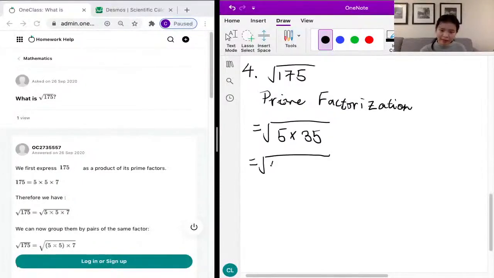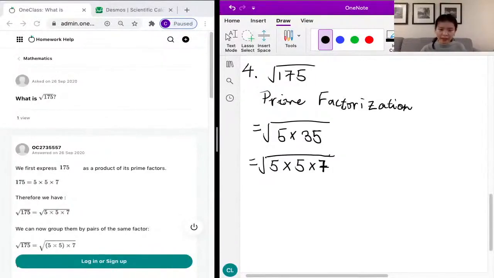Now, is 35 prime? Obviously 35 is not prime, because we just mentioned that any integer that ends with 0 or 5 has 5 as one of its factors. So we know that 35 also has 5 as one of its factors, and we know that 5 times 7 equals 35. Now, is 7 prime? The answer is yes, 7 is a prime number because the only factors of 7 are 1 and 7 itself, so it's prime.